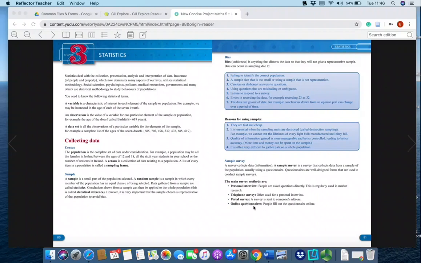Online questionnaires are by far the most popular at the moment, where it's filled out online, SurveyMonkey or Google Survey or one of those.